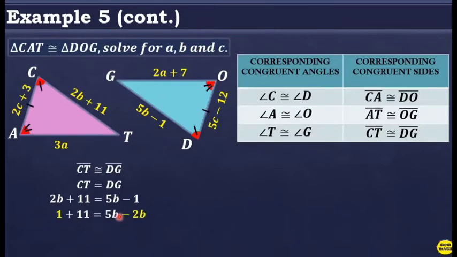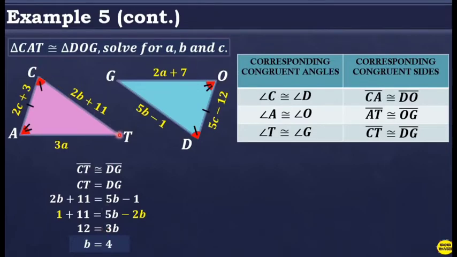So, let us solve. So, we have 5B minus 2B and then 11 plus 1. Okay? Or 1 plus 11. So, we will have 12 is equal to 5 minus 2, that is 3B. So, divide both sides by 3. 12 divide 3, that is 4. So, your B is equal to 4. Now, i-check natin.